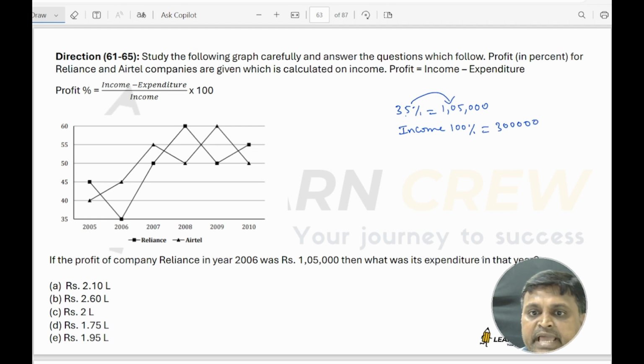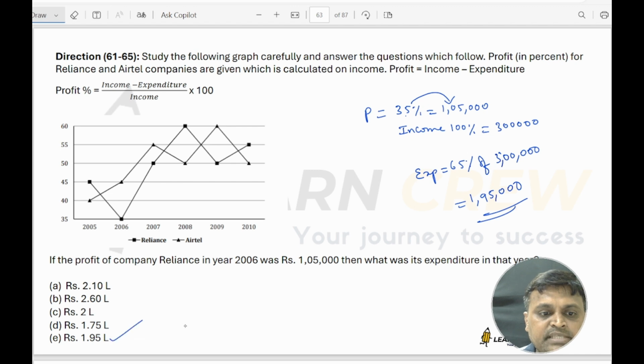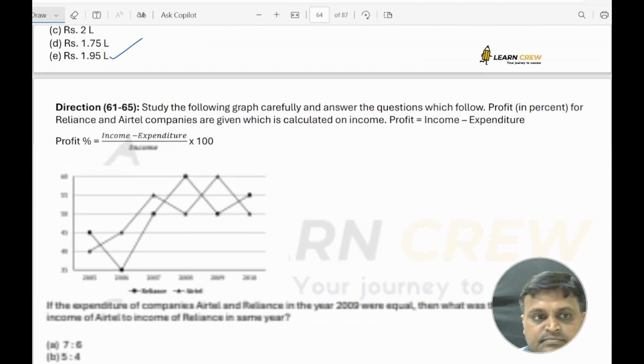So the income is 3 lakhs. Now what was the expenditure? If the profit is 35%, expenditure would be 65%. 65 percentage of 3 lakhs is 1,95,000. So the answer is option E.